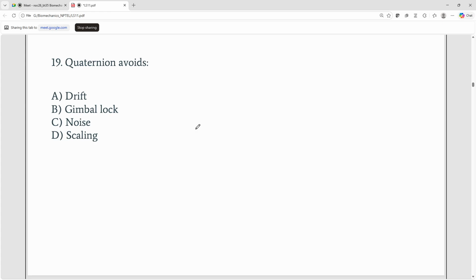Next question. Quaternion avoids which among the following? Options are option A, drift, option B, gimbal lock, option C, noise, option D, scaling.